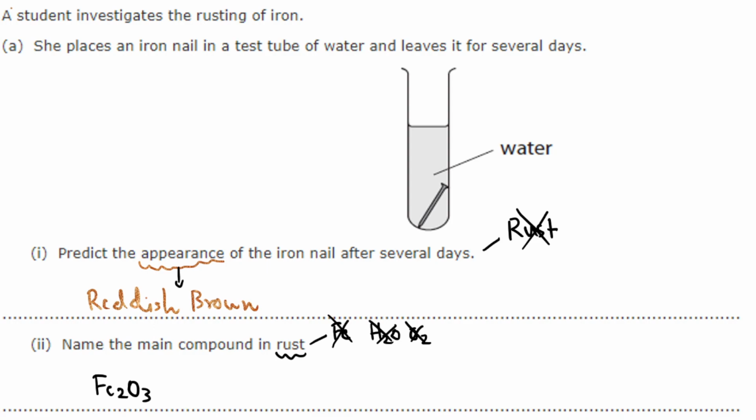Now, you can also say that this is iron 2 oxide, okay? So all of these are wrong answers, okay? So the main compound in your rust should be iron 3 oxide, which has a formula of Fe2O3. Alright, so that's all for reactivity series, and I'll see you in the next video.